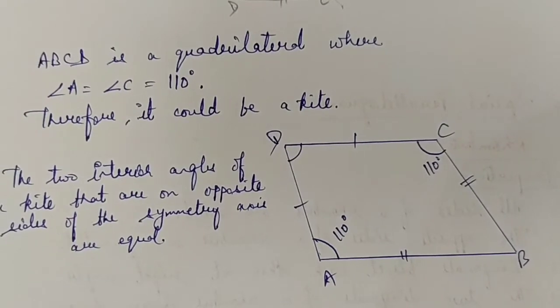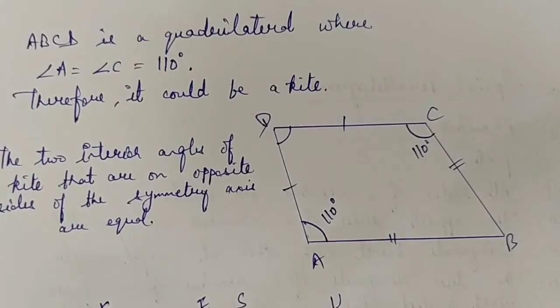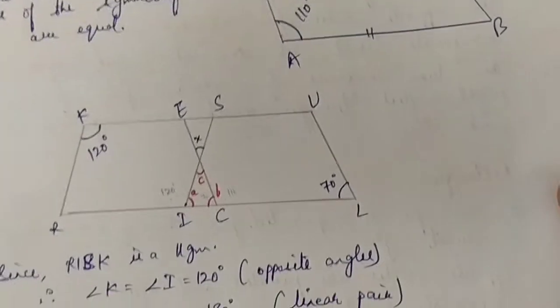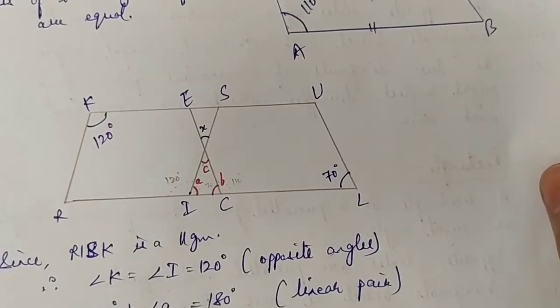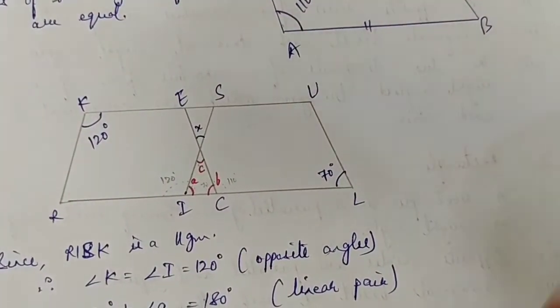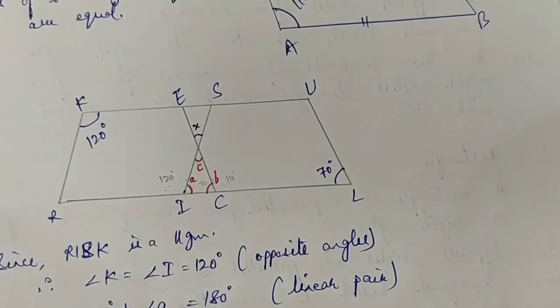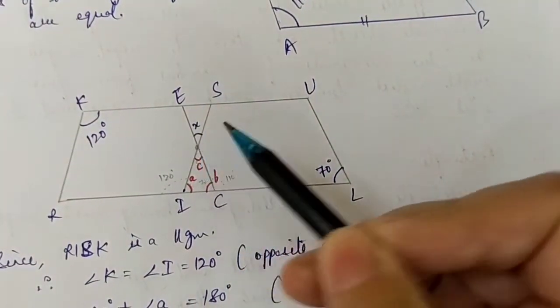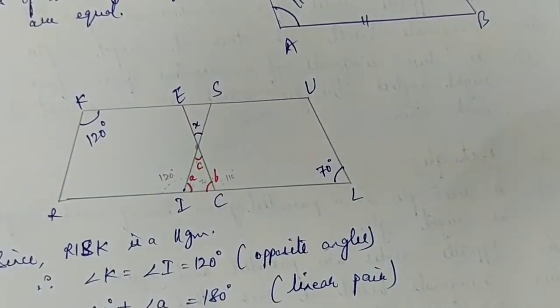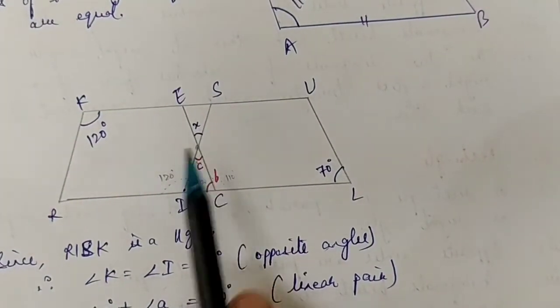In question number 9, I have made the figure for you. You can refer to the book also. The figure is like this. There are two parallelograms given that are intersecting each other at this point. One side of both the parallelograms is intersecting here.